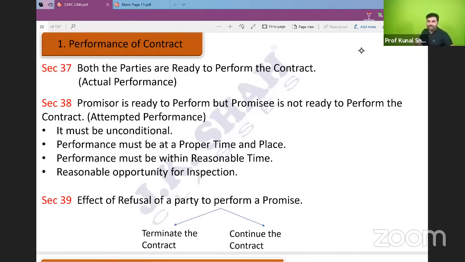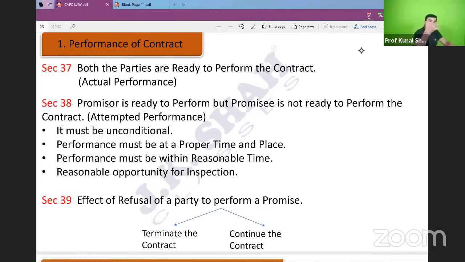Section number 37 says both the parties are ready to perform the contract. When both the parties are ready to perform the contract, law says it is actual performance. For example, I and Karthik had already entered into a contract for buying and selling of a car. The contract was entered on 1st January and was scheduled to be performed on 10th January. So 10th January is the due date of performing the contract.